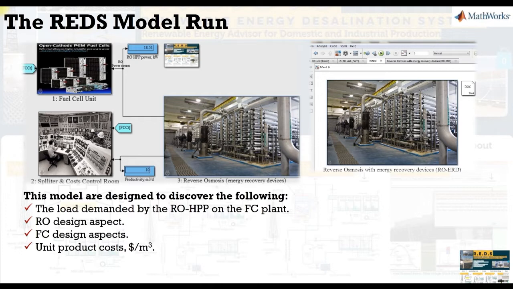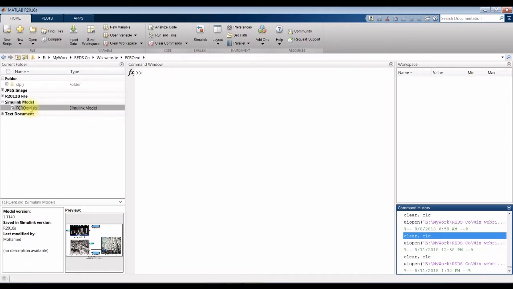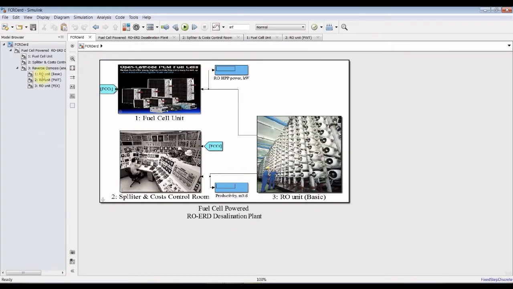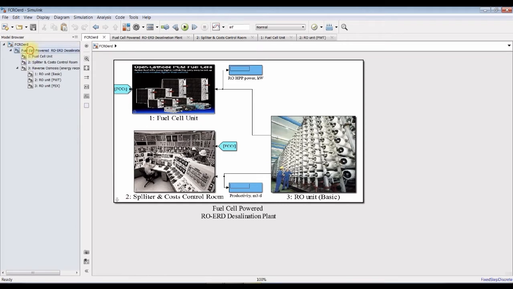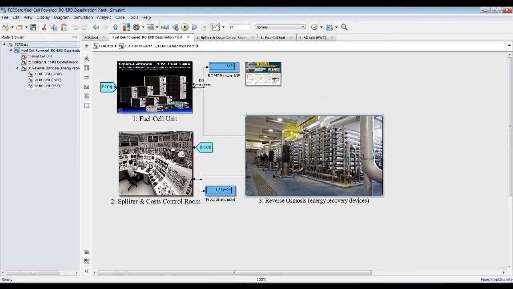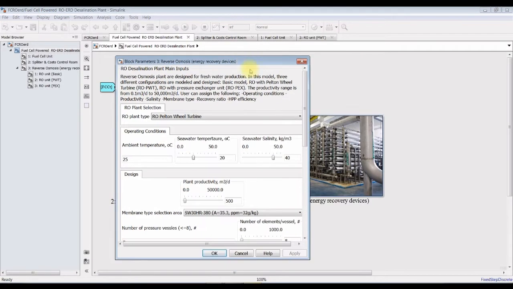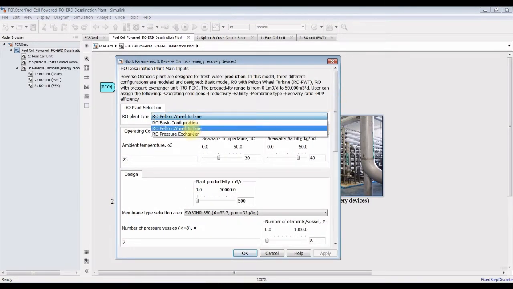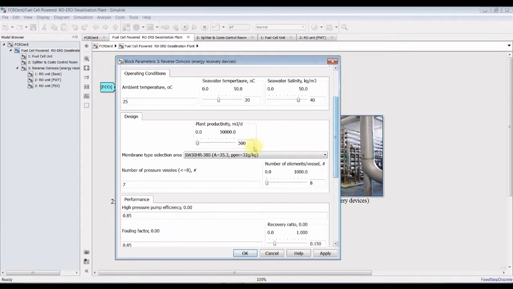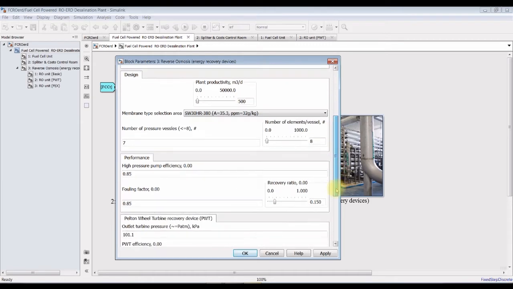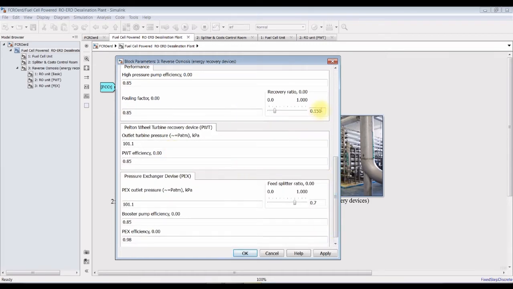Let's go and run our model. Okay, this is our model, it should appear like this. This is our plant. First of all, we have to assign some inputs for the reverse osmosis. You can choose the configuration. I'm going for the Pelton wheel turbine unit. You can assign air temperature, ambient temperature, seawater salinity, seawater temperature, productivity, number of pressure vessels, and some other inputs. This is recovery.